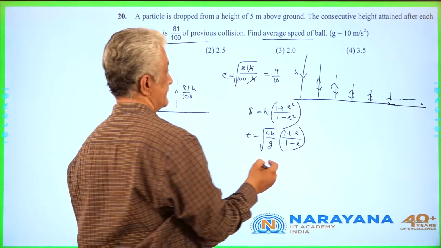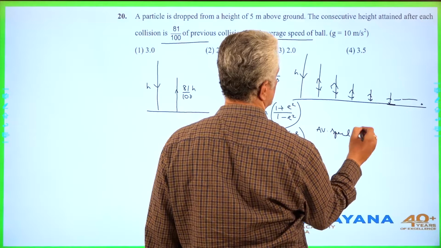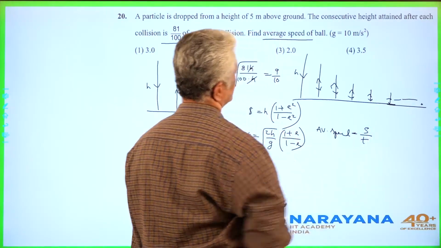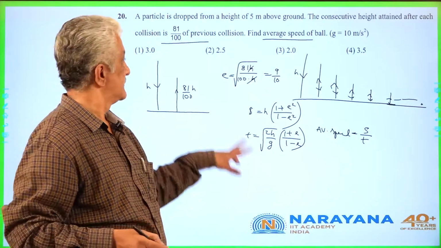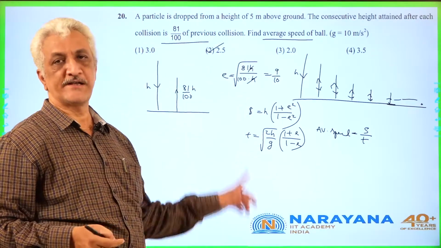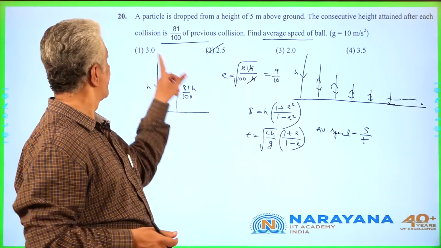Then average speed equals total distance by total time. If we substitute this value, we get some 2.5 here. So for 20th the correct answer is 2.5, that we can check by substituting the values here. That is number 20th.